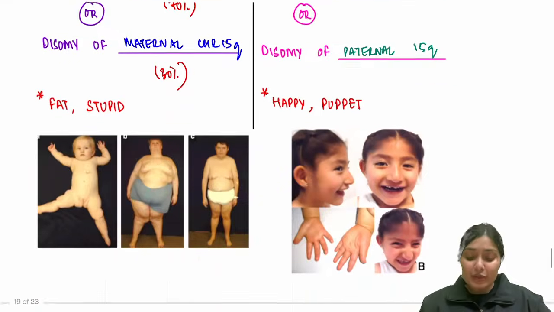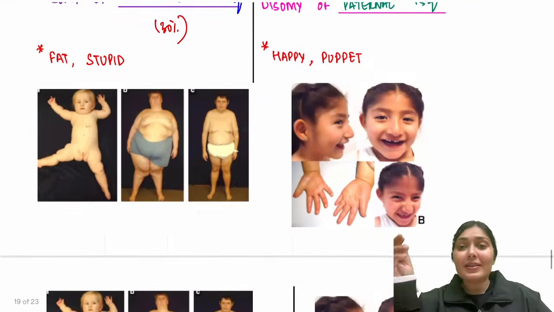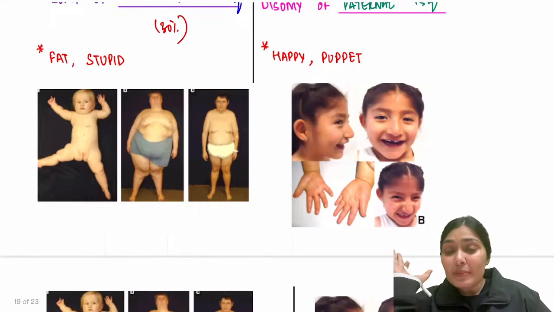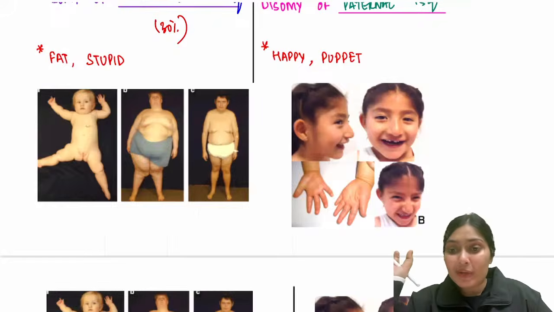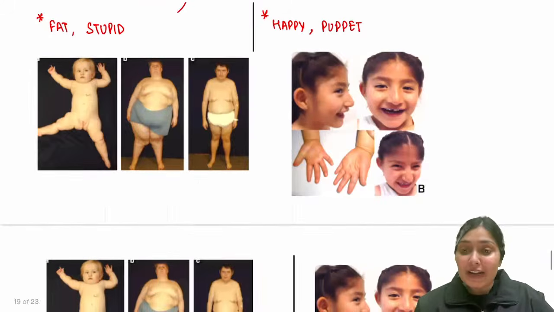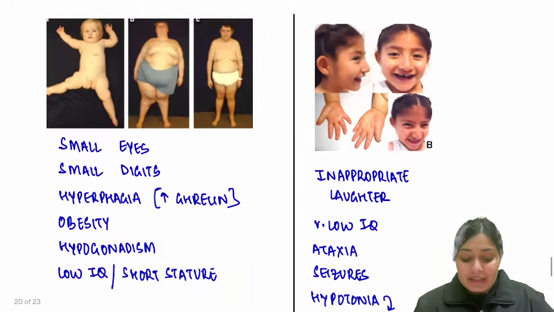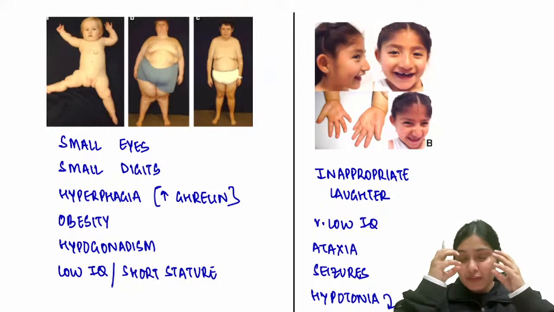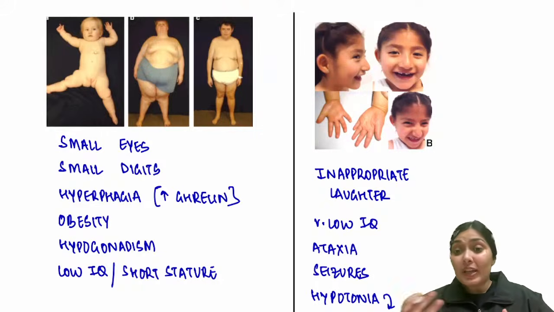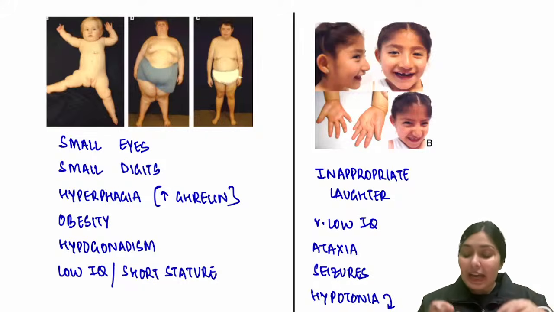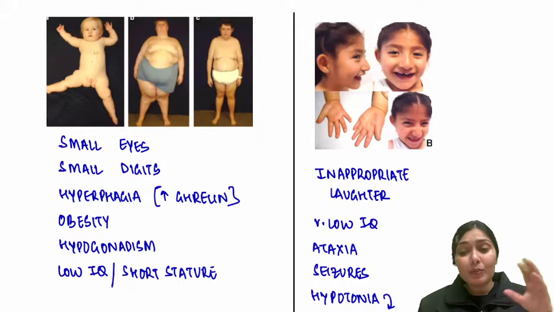Now let's look at the features. To remember the features, I have this mnemonic. A Prader-Willi child is a fat, stupid child. On the other hand, Angelmans are happy puppets. So look at this child, fat and stupid. These children have, because of the fat, very small eyes and small digits. They are fat because they are eating more. They have hyperphagia, obesity, hypogonadism, and low IQ. So fat, stupid babies. Right?